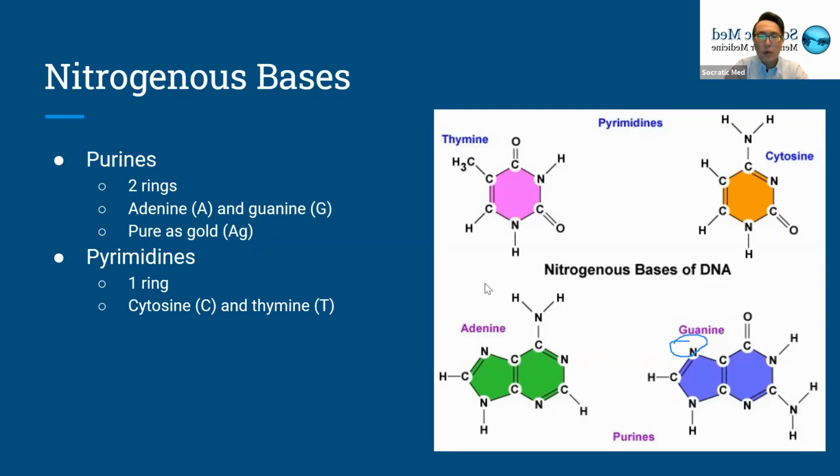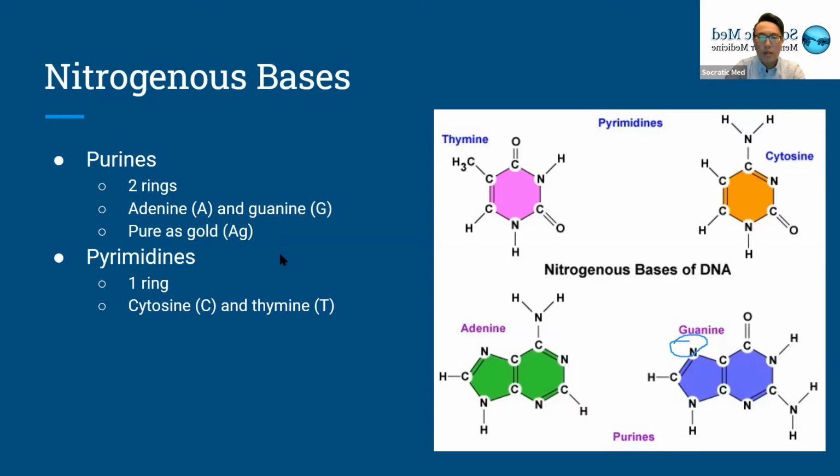Purines have 2 rings, and the 2 purines in DNA are adenine, the symbol for that is A, and guanine, which is G. So those are the 2 purines. They have 2 rings in their structure. And a mnemonic to remember that is pure as gold. So purines, pure, and then as gold. The symbol for gold is Ag, so you can remember adenine and guanine. Ag is a purine because purine is pure as gold. So those are the purines.